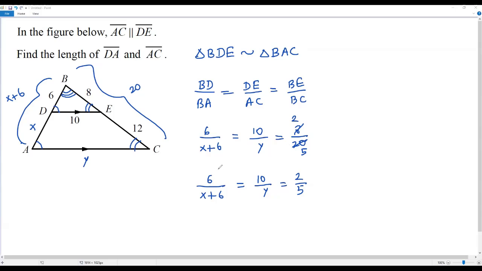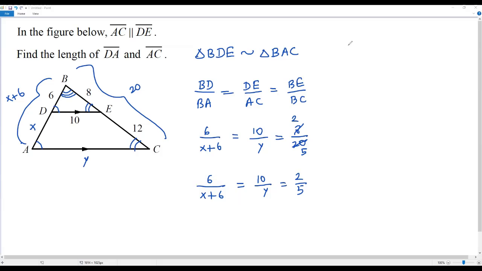I'm going to equate the first fraction and third fraction because all of them are equal. I can equate any 2 fractions. Why should I equate only the first fraction and third fraction? Because in the first fraction, part of the denominator is unknown, that is X. But in the third fraction, both numerator and denominator are known values, that is 2 over 5. So if I equate them, I can solve for the unknown X, which represents the length of the side DA.